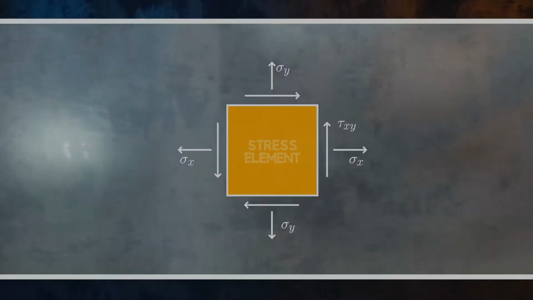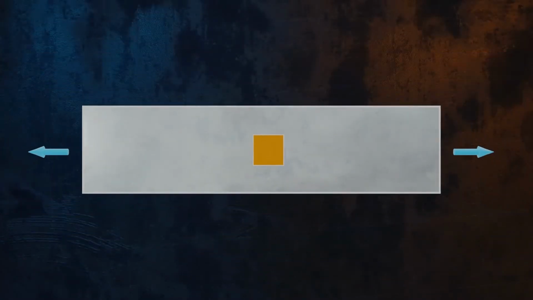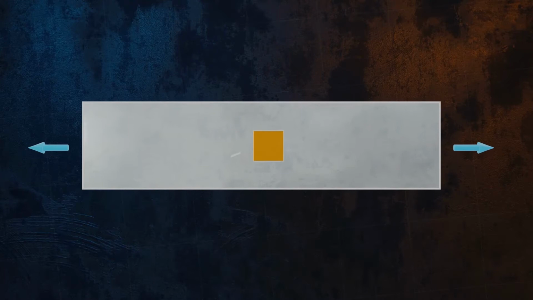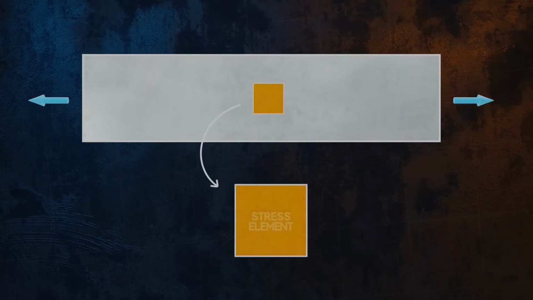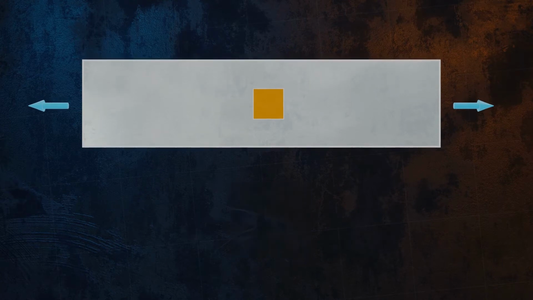Let's look at a simple example of a beam under axial load. Our stress element is aligned with the direction of the applied load, and the stress state will be very simple. We will only have a normal stress of sigma x, sigma y, and the shear stresses will be 0.